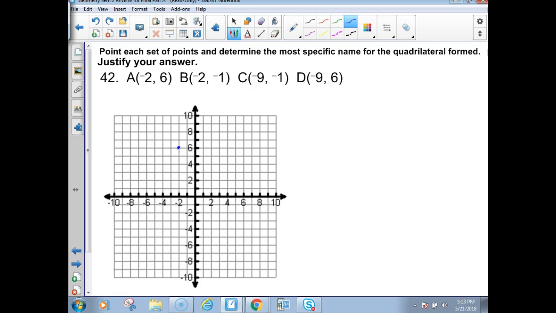Negative 2, 6. Negative 2, negative 1. Negative 9, negative 1 is C, and negative 9, positive 6 for point D. Well, this one will be a little easier in that we have vertical and horizontal lines. You don't want to assume it's a square, so we want to check: 1, 2, 3, 4, 5, 6, 7 for that side, 7 for this side, CB, 7. Oh, all the sides are 7, so this thing is a square.